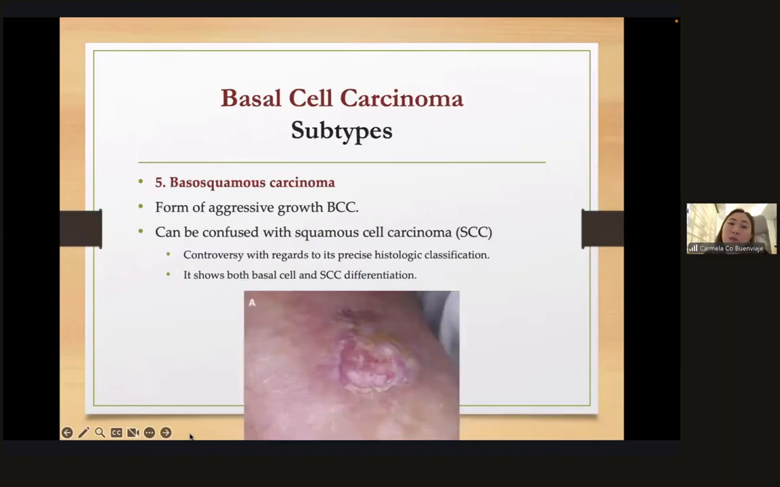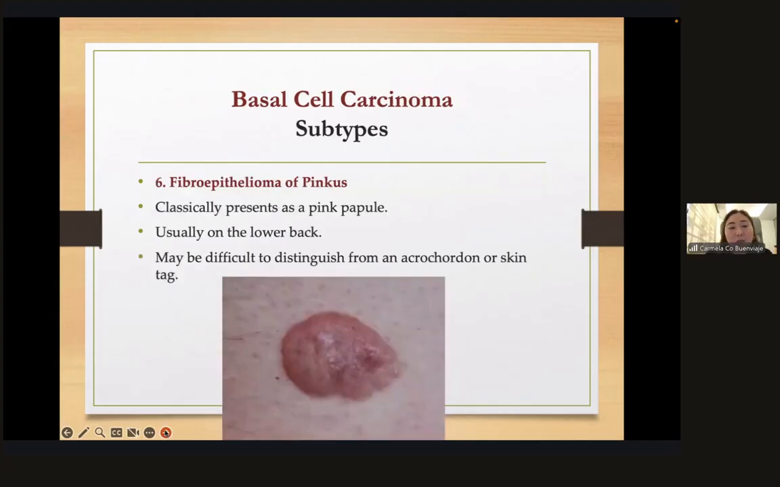The next subtype would be basosquamous carcinoma. This is an aggressive growth of BCC. It can be confused with squamous cell carcinoma, and there's actually a controversy regarding its precise histologic classification because it shows both basal cell carcinoma and squamous cell carcinoma differentiation. Okay, the next subtype would be fibroepithelioma of Pinkus. This classically presents as a pink papule, usually on the lower back. This may be difficult to distinguish from an acrocordon or skin tag.